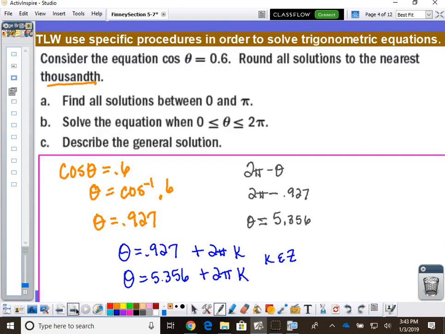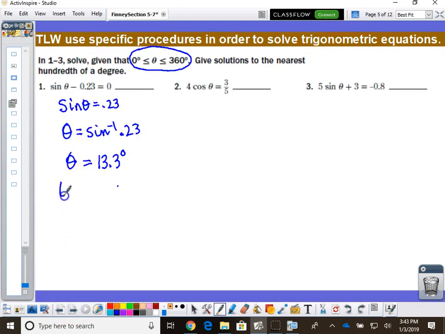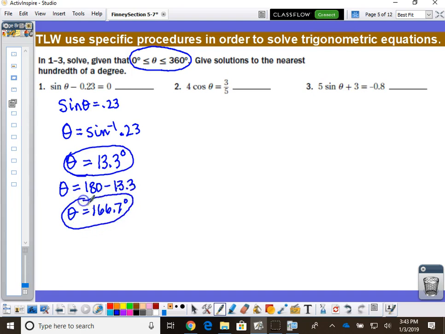So to get our second answer, we would do theta equals 180 minus 13.3. Our second answer would be 166.7 degrees. These would be our two answers. They're not asking us for general solutions, they're just asking for those two that are between 0 and 360.